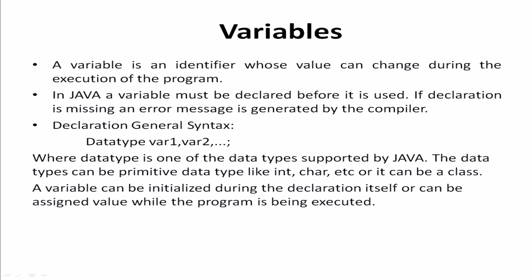Variables. Basically, a variable is an identifier whose value can change during the execution of the program. In Java, a variable must be declared before it is used. If the declaration is missing, an error message will be generated by the compiler. General declaration is data type followed by variable 1, variable 2. So you can declare integer A, integer B, float A, float B, character A, and string ABC, and so on.